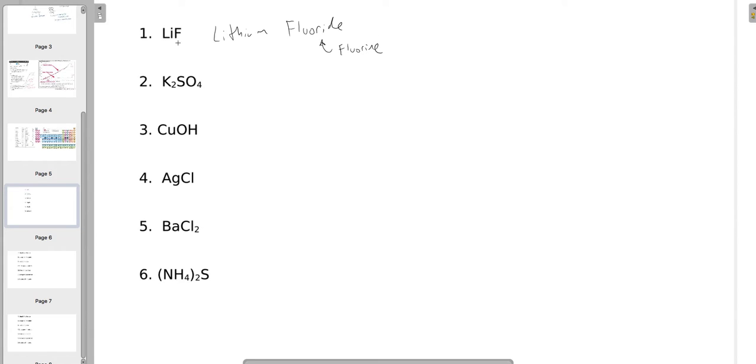So that one's a simple ionic compound. You can tell because there's only one atom that's the cation and one atom that's the anion. There is no polyatomic nature to it, and it's not a transition metal.